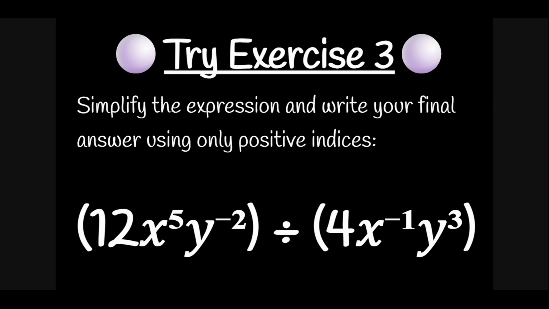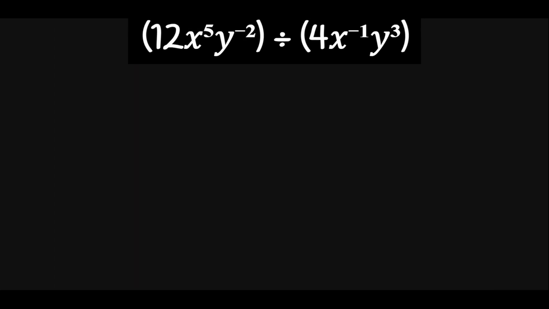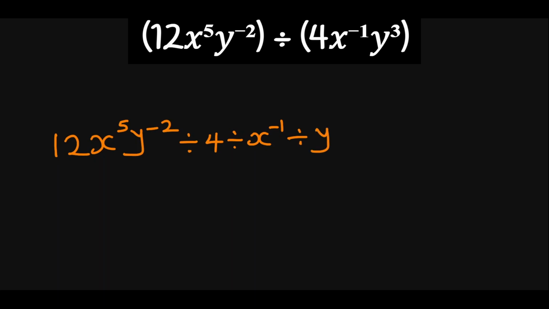For this third try exercise, we are going to first of all assign the division sign to all the items in that bracket like we did in the main lesson. So this gives us 12x raised to power 5 y raised to power minus 2 divided by 4 divided by x to the power of minus 1 divided by y to the power of 3. Now, the more you solve this, the more you get used to it. You may not need to start writing them out like this one by one, but I'm just doing it so that people don't get confused.